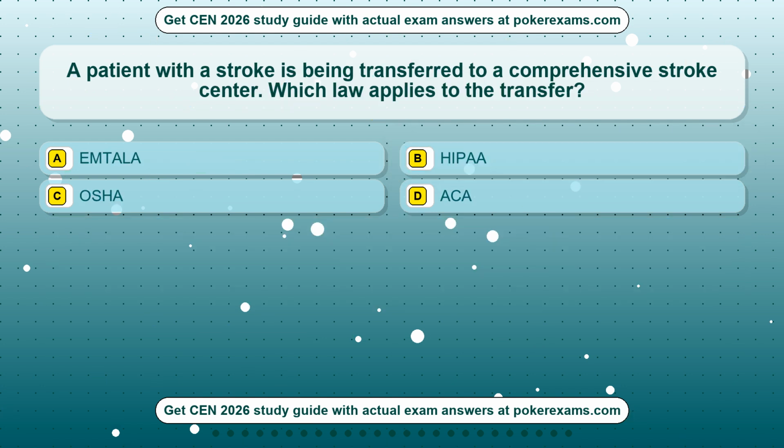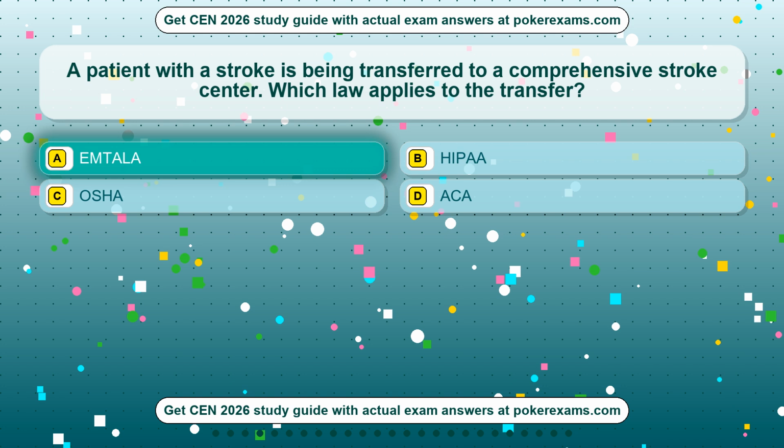Question 5. A patient with a stroke is being transferred to a comprehensive stroke center. Which law applies to the transfer? Option A. EMTALA. Option B. HIPAA. Option C. OSHA. Option D. ACA. The correct answer is option A.